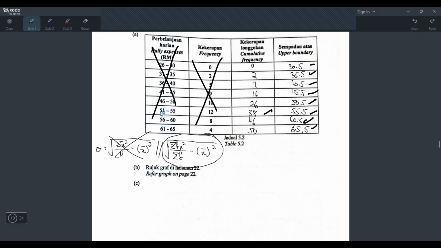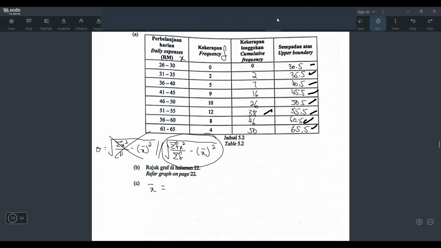We will use this. What we have to do, we have to take the frequency times with the x square and then sigma. Sigma means dijumlahkan, jumlah means you tambah lah. And then bahagi dengan sum of frequency tolak dengan mean square. Alright. Which one is your f? Which one is your x? This one is your f. This one is your x. But before that, you have to find your mean first.